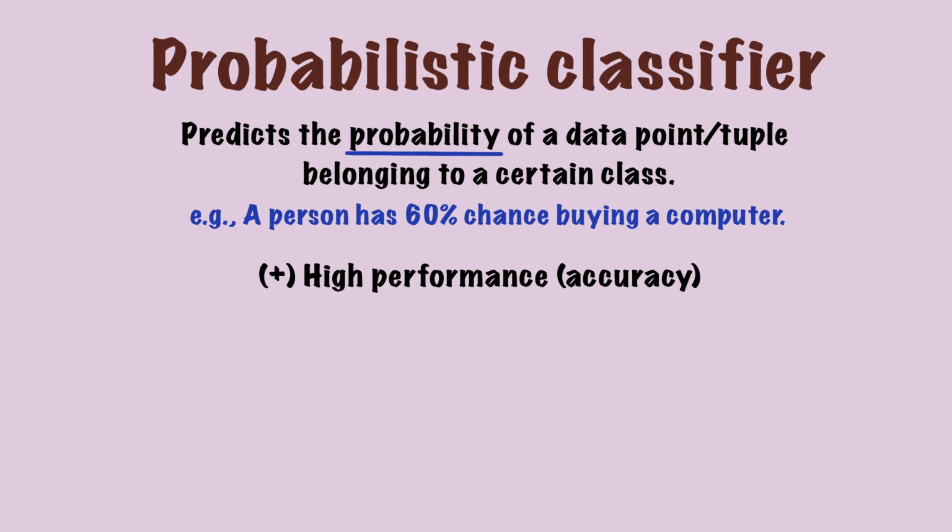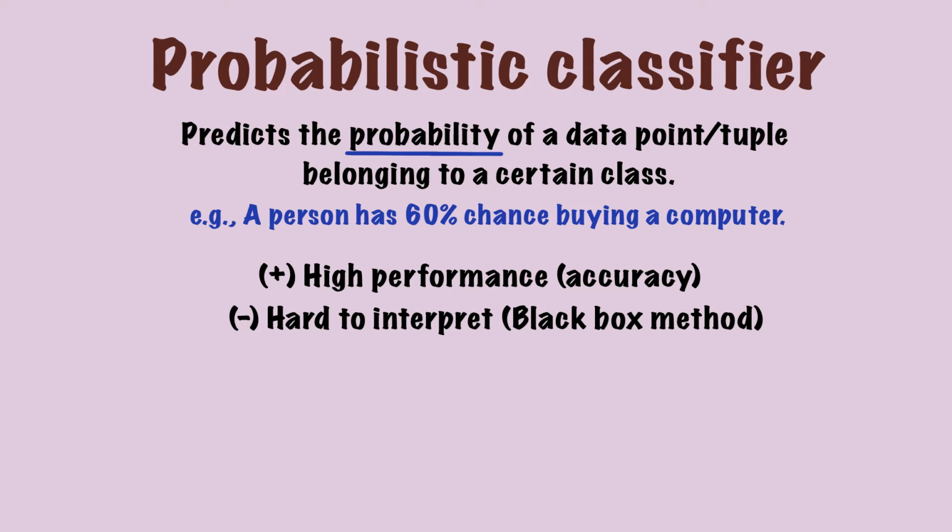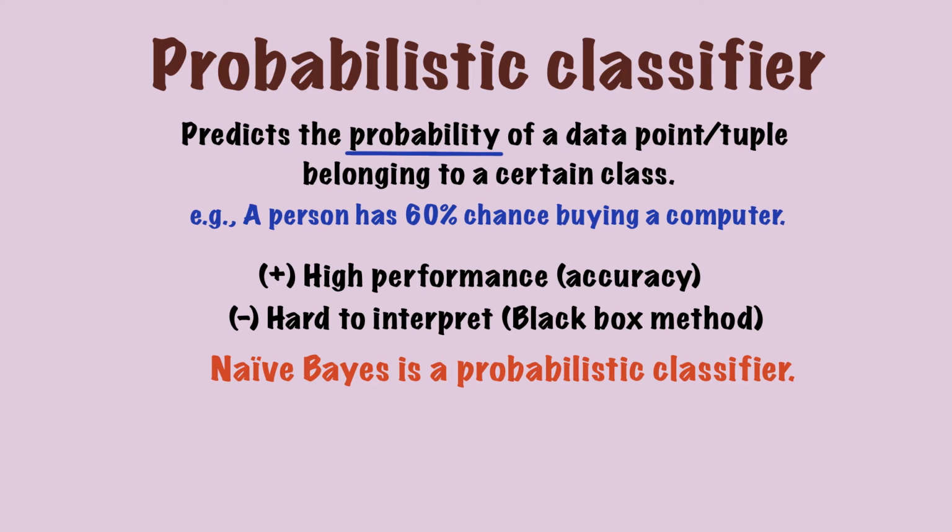The advantage of a probabilistic classifier is its high accuracy, and its performance is comparable with decision trees and even neural networks. However, the disadvantage is low interpretability. Unlike a decision tree, we don't have a path to follow, so it's sometimes hard to speculate how the model makes a prediction. The reason why we care about this is that Naïve Bayes is one of the probabilistic classifiers.